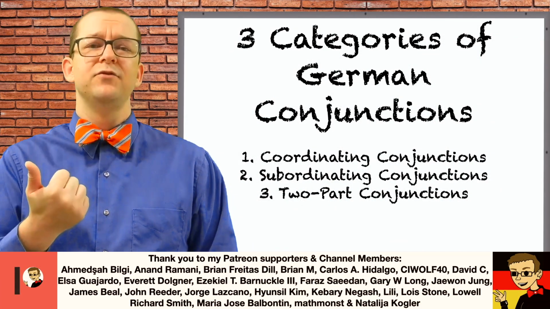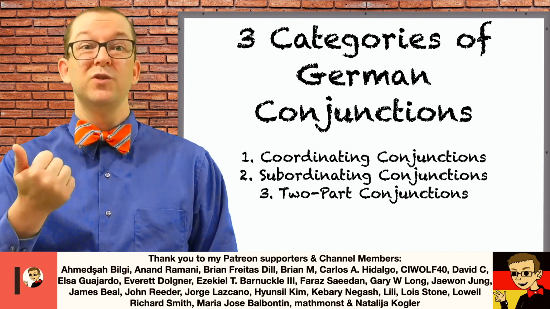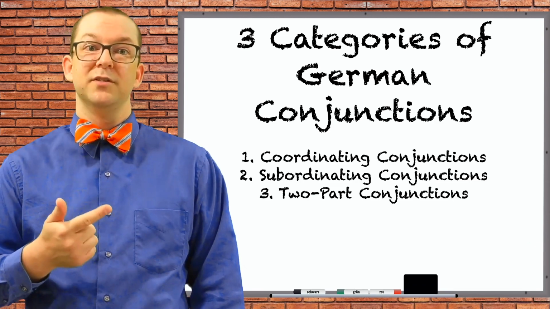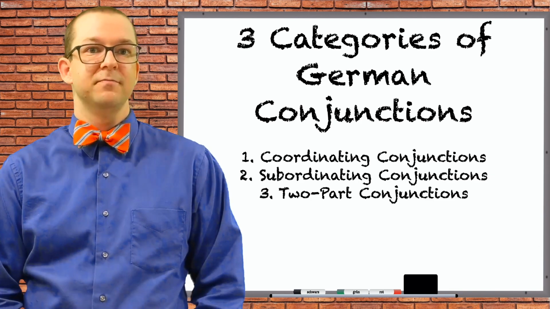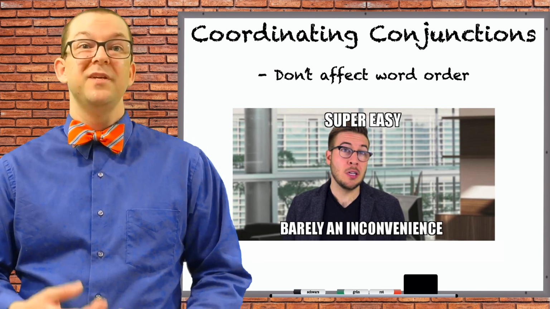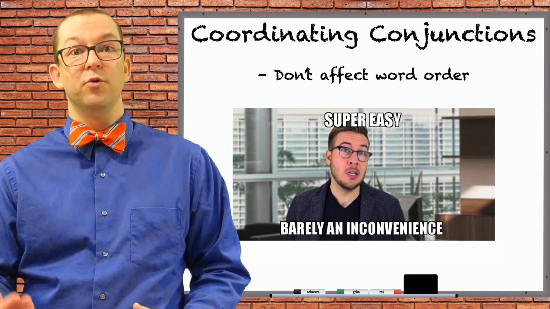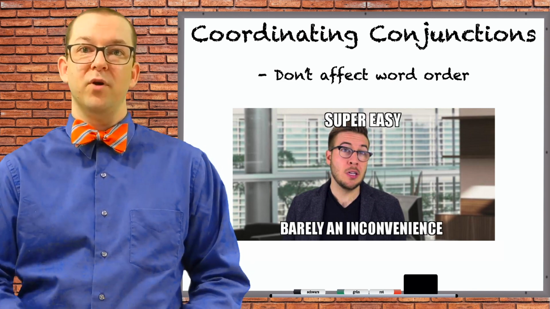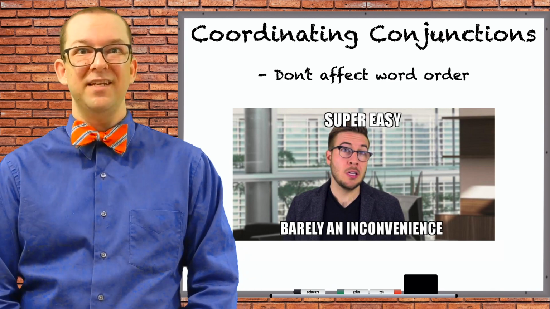There are 3 main categories of conjunctions in German. The first category is coordinating conjunctions. They're the easiest to use, which is why we are going to start with them. In future videos, I'll explain the other 2 categories, subordinating conjunctions and the two-part conjunctions. Coordinating conjunctions are easier to use because they do not affect word order. Subordinating conjunctions require word order changes, and two-part conjunctions require you to understand where to put both parts. Coordinating conjunctions are super easy, barely an inconvenience.